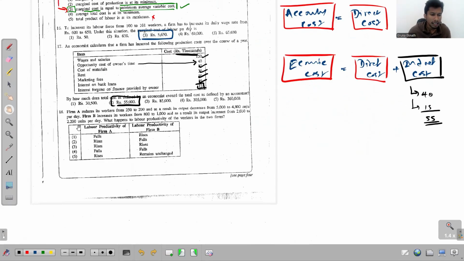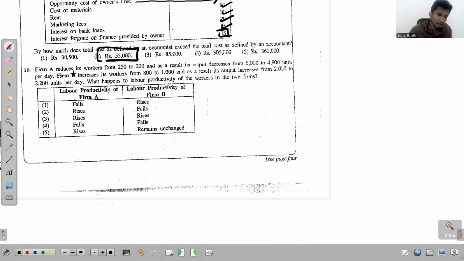Right. The 18th question. Firm A reduces its workers from 250 to 200, and as a result, its output decreases from 5,000 to 4,800 units per day. Firm B increases its workers from 800 to 1,000, and as a result, its output increases from 2,000 to 2,200 units per day. The requirement is what happens to labor productivity of the workers in the two firms.